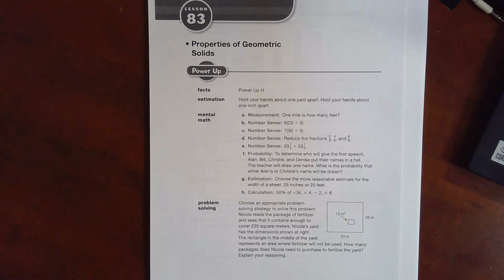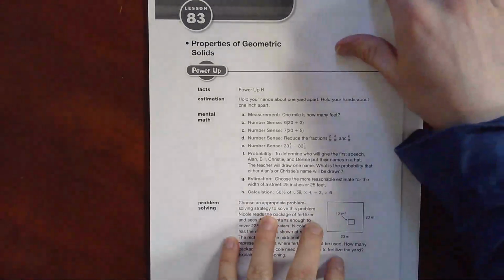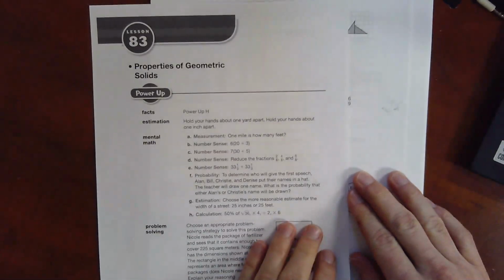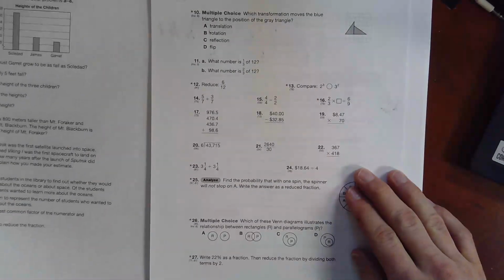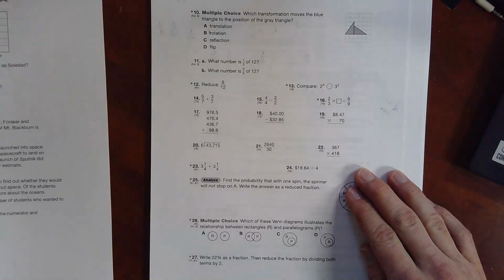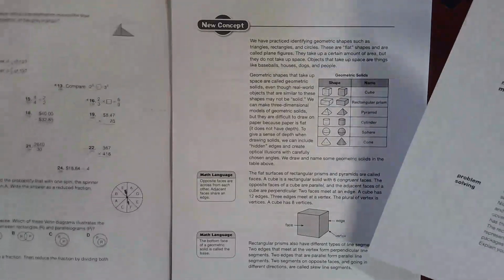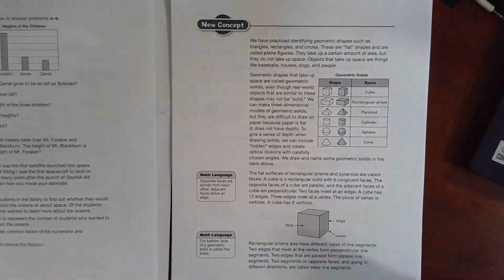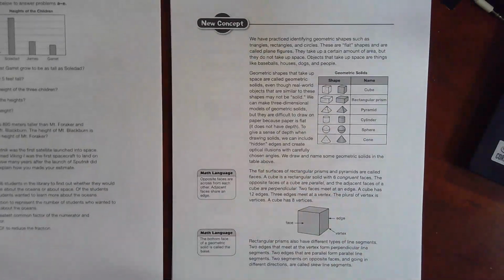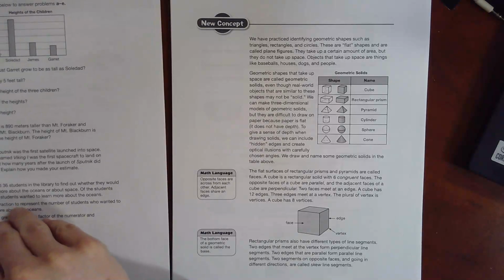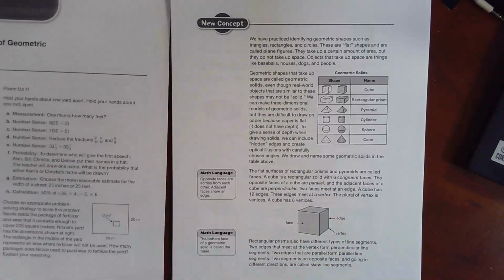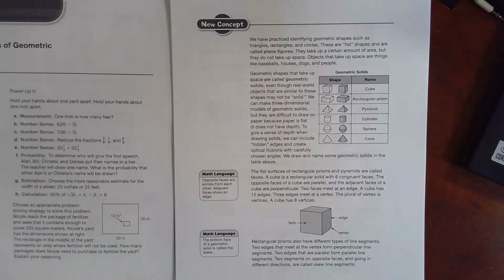Properties of geometric solids. Okay, power up problem solving. Problem solving is pretty long actually. Or did it miss something? That's 539. Oh, this got all mixed up. Oh, there we go. All right, here we go. New concept. Sorry, I got my papers all messed up.